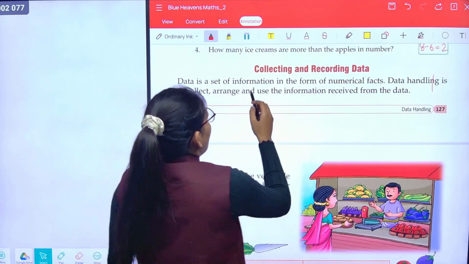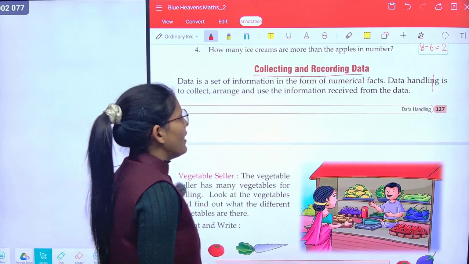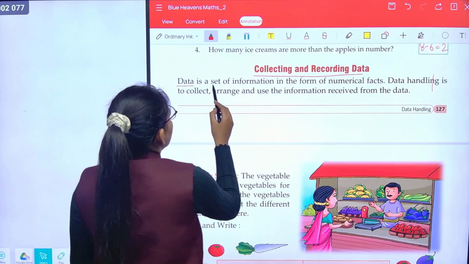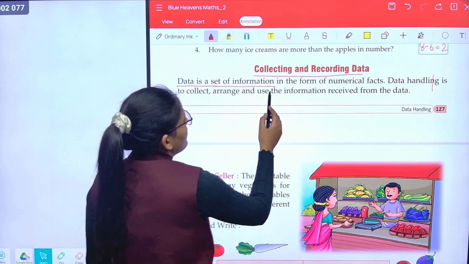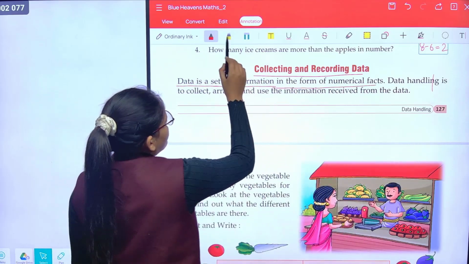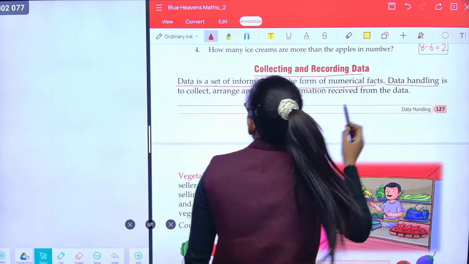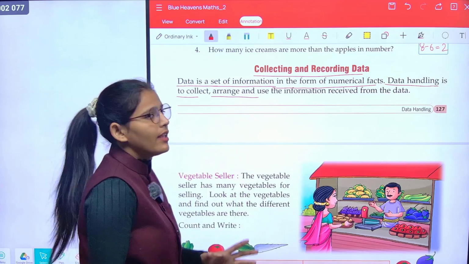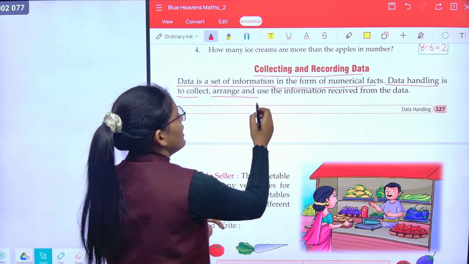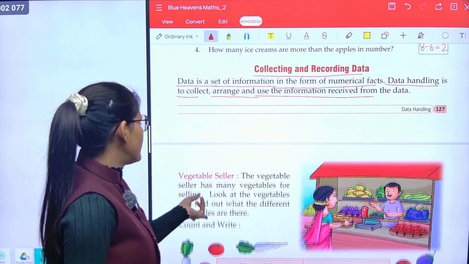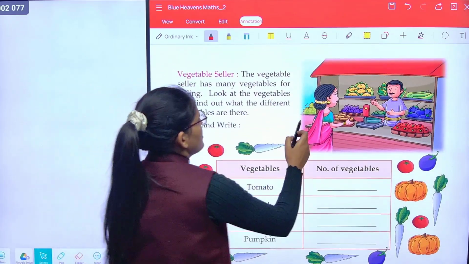Now, collecting and recording data. Class, data is a set of information in the form of numerical facts. Data handling is to collect, arrange and use the information received from the data. See class, this is a vegetable shop.